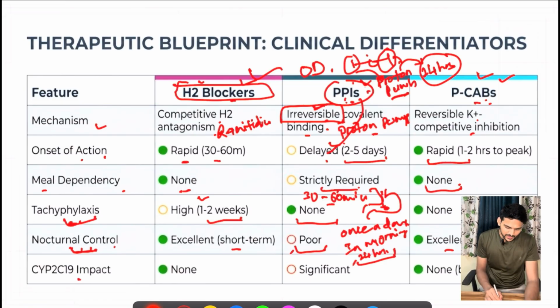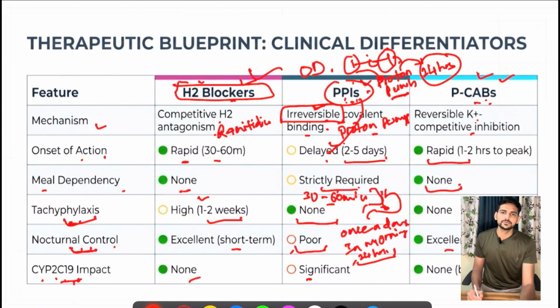And the final feature to be discussed is regarding the enzymatic action, that is cytochrome P2C19 impact on all of these medications. So it is not seen with H2 blockers, whereas probably you all might be knowing PPIs have significant impact on this particular enzyme, so they will have drug interaction, especially if the individual is on antiplatelets such as clopidogrel or some anti-seizure medications. So that point we have to remember.